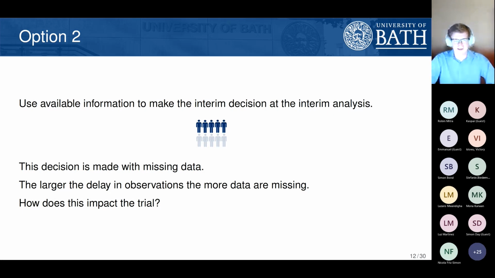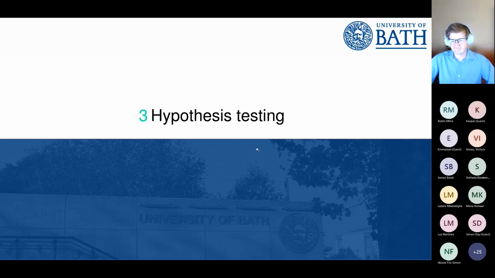So in this example, our interim isn't making a kind of stop for efficacy decision like you might see in group sequential trials, and so that's okay. And the larger the delay, obviously, the more patients are missing. And the real question that I want to try and answer today is, how does this impact the trial? So while it's kind of a known problem, it's maybe not made so clear outside of the adaptive designs community.